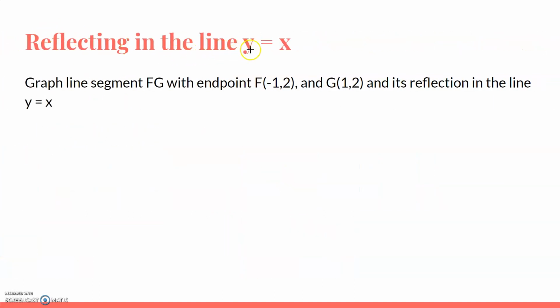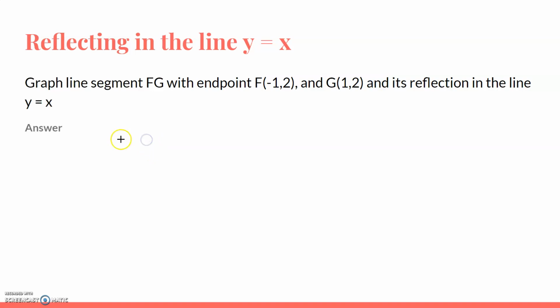Reflecting in the line y = x. Graph line segment FG with endpoints F (-1, 2) and G (1, 2), and its reflection in the line y = x. Pause the video, give it a shot, and then come back for the right answer.